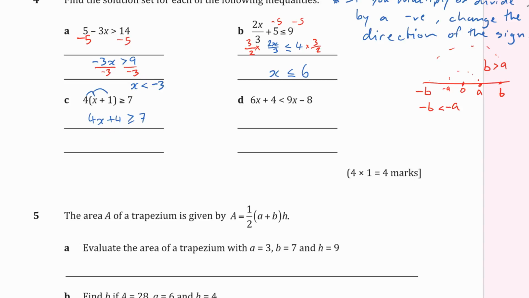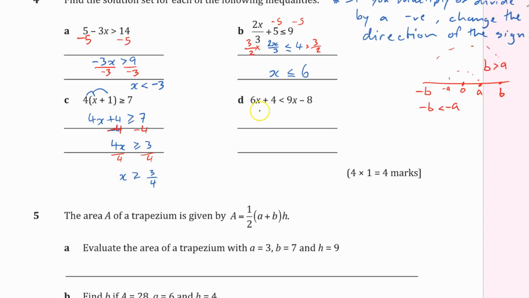Subtracting 4 from each side. Oh, it really doesn't like changing colour today. Subtracting 4 from each side, just as I said I was going to. I now have 4x is greater than or equal to 3. Final step, divide each side by 4. And we have x is greater than or equal to 3/4. Don't need to change that. Leave your answer as a fraction. You're more likely to get it correct.